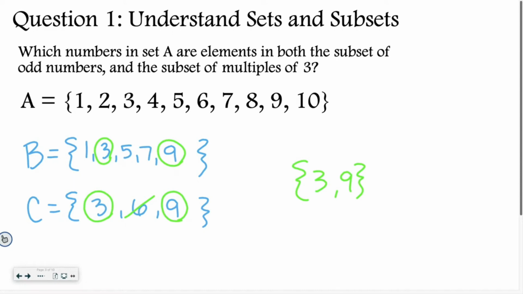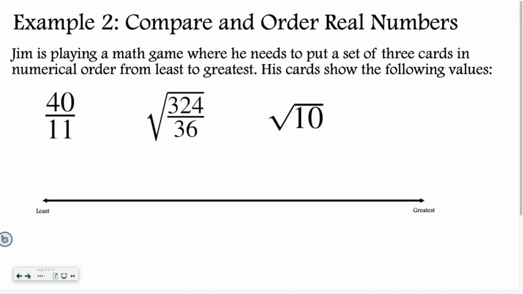All right, hopefully you said the answer was both 3 and 9. You saw that 3 is an odd number and it's a multiple of 3. 9 is an odd number and it's a multiple of 3. So you should have listed both of those answers.